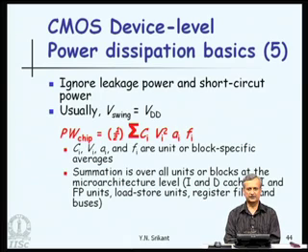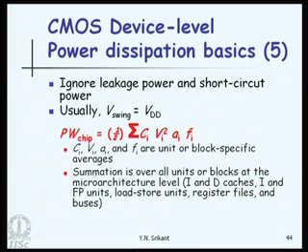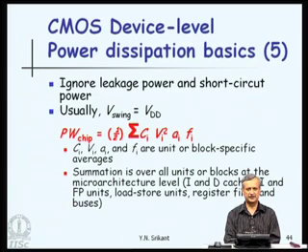For example, instruction and data caches, integer and floating point units, load store units, registers and buses. The CMOS devices exist in all of them. So, we just take the summation over all these. Each one of them will spend some power. We are assuming for each unit that C_i, V_i are different.